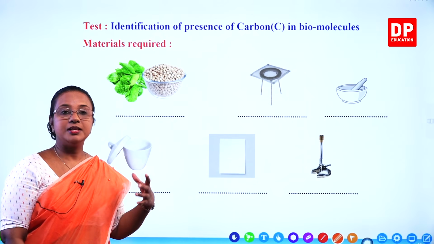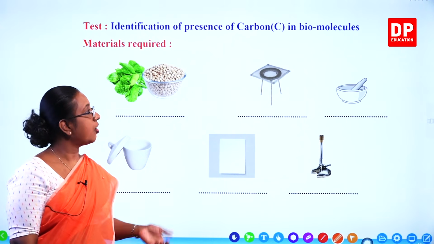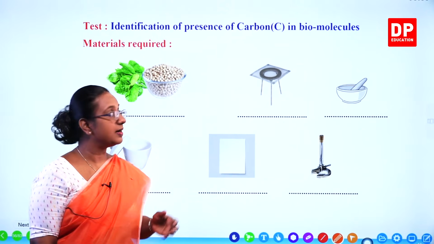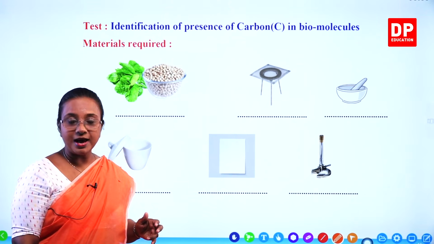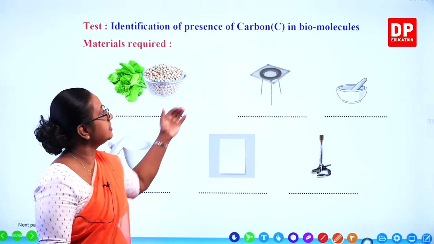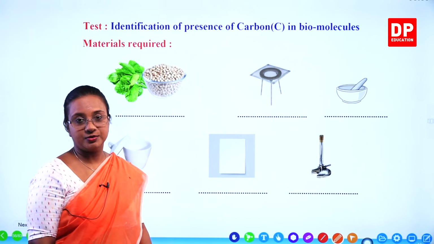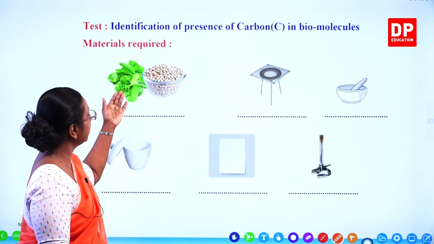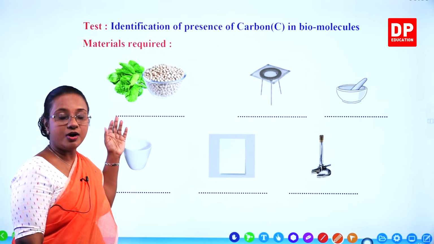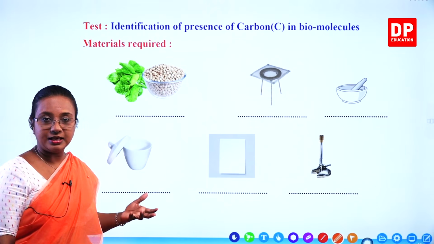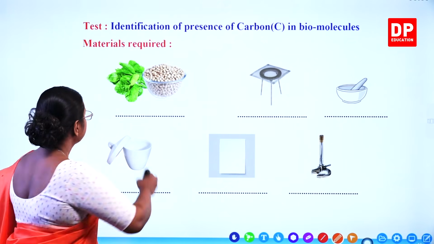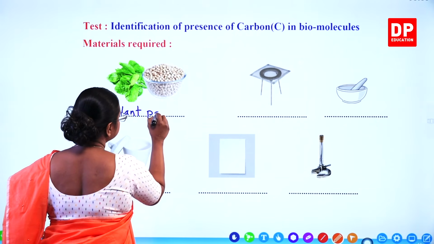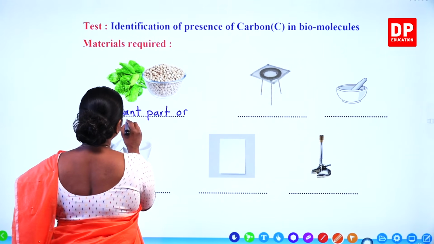So as you all know, the plant parts, food items, they are all made up of biomolecules. So if we test for the presence of carbon, say in a food sample or a plant part, we can confirm that there is carbon in biomolecules. So the sample that we can use can be a vegetable, a leafy vegetable, or a cereal like this, or else we can use any plant leaf or a small plant part. So here for the sample I will write it as a plant part or food sample.